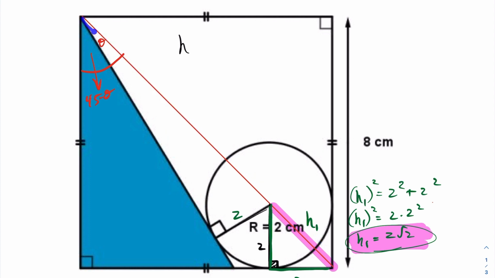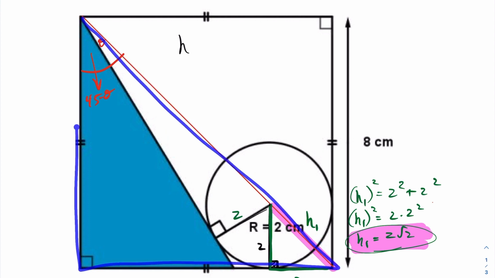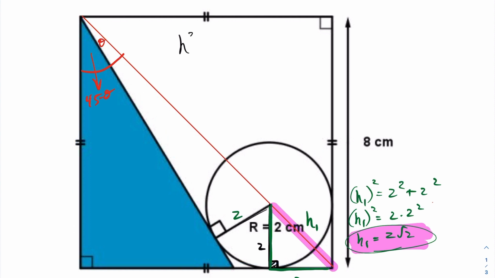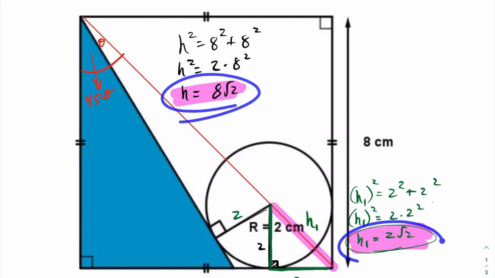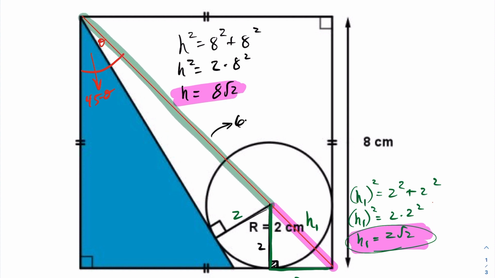Again, I'm referencing this triangle. So we've got this right triangle here. h squared will be equal to 8 squared plus 8 squared, in which case h squared is going to be equal to 2 times 8 squared. Taking my square root, I get 8 root 2. That's going to represent the length of the entire diagonal cut. And I know that this portion right here is 2 root 2. So subtracting, I know that the length from here to here will be 6 root 2. Again, I got that by subtracting those two.